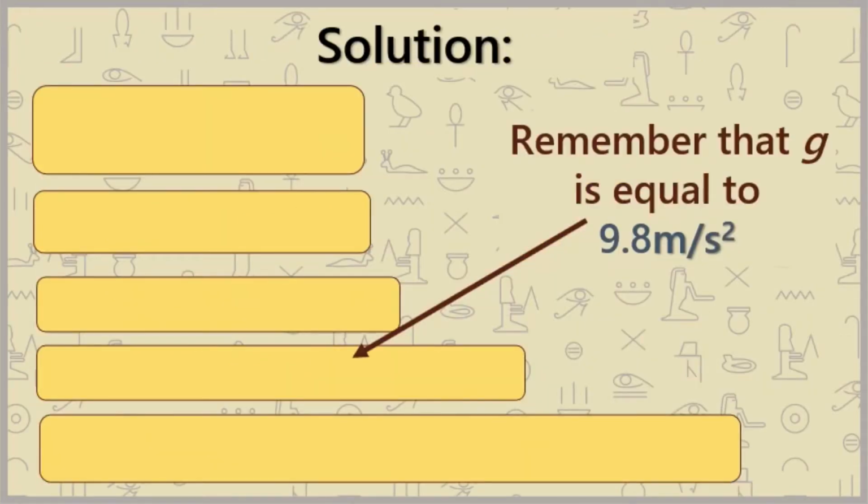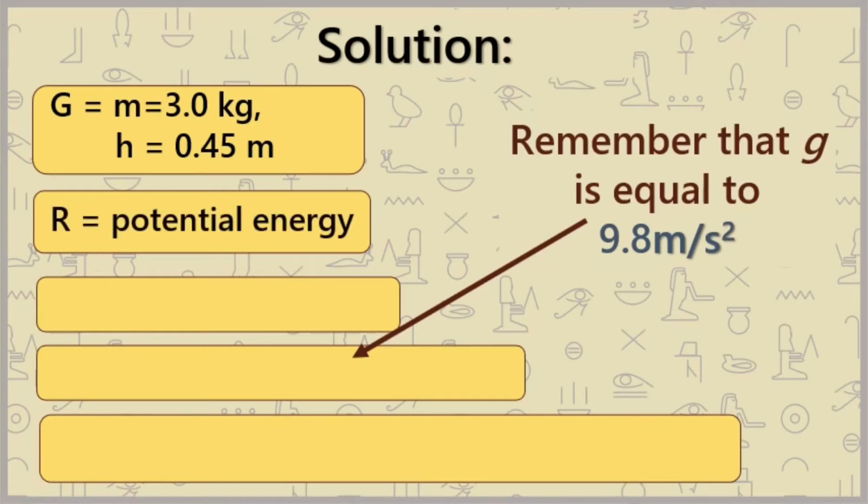So we are using the format GRESA for calculating the problem. The given is m or mass is 3 kg, right? Based on the problem. And the height is 0.45 meters. What is the required, or what are we going to find in this problem? The potential energy or the PE. And again, what is the equation for PE? It is PE equals mgh.